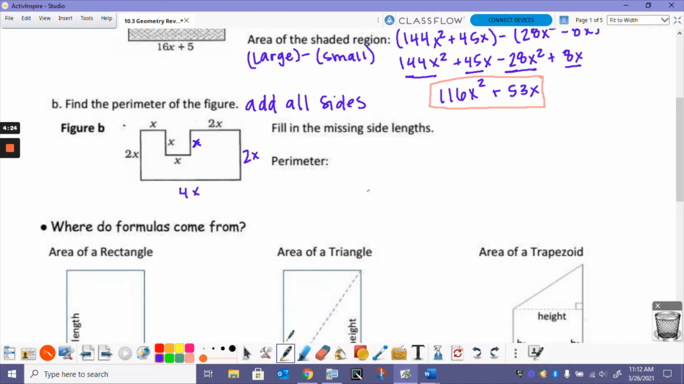All right, so now literally all we have to do is add all of these sides. So we have 2x plus x plus x plus x plus x plus x plus 2x plus 2x plus 4x. All right, so then we just add this up. So we have 2, 3, 4, 5, 6, 7, 8, 9, 10, 11, 12, 13, 14. So we have 14x. That's our perimeter.